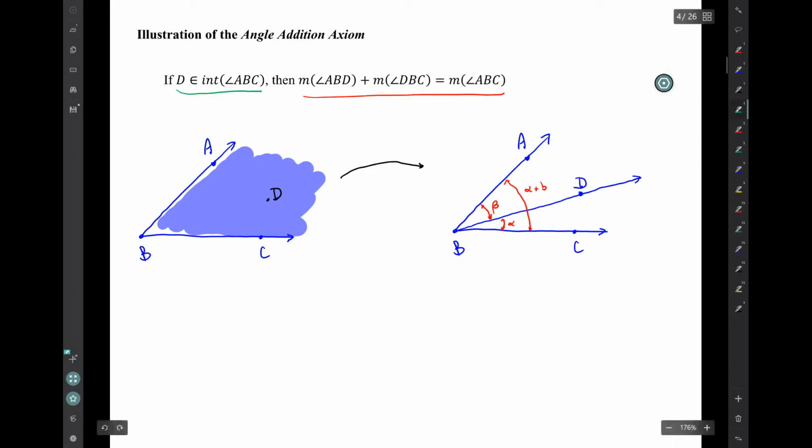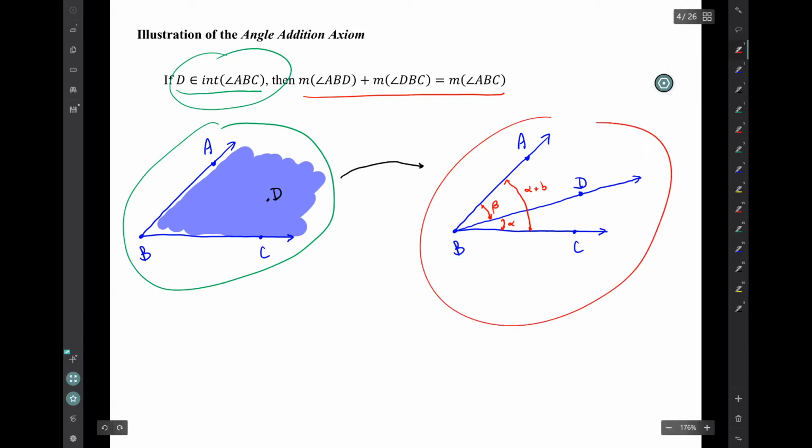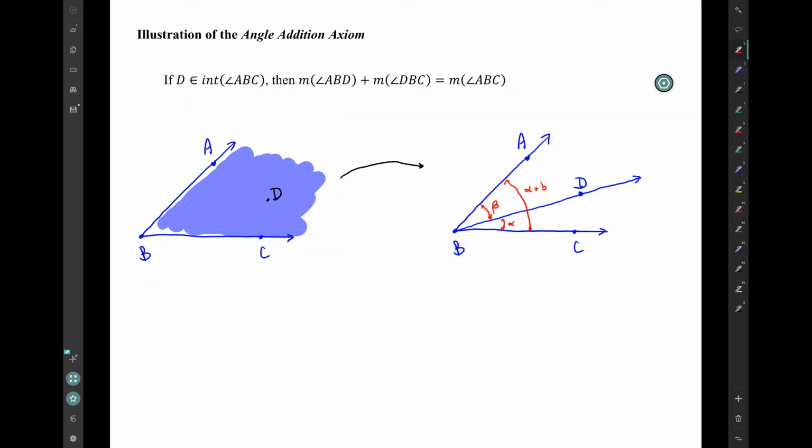There's the illustration. On the left is a drawing that shows the hypothesis. We have a point D in the interior of an angle. On the right, we have a drawing that shows the conclusion. The measures of these two small angles add up to the measure of this large angle. Let's go on.